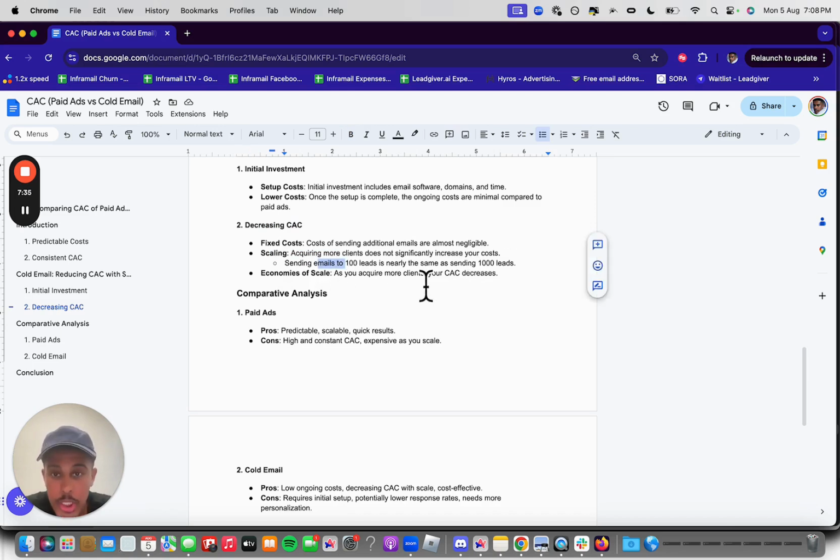Sending emails to 100 leads per day is nearly the same as sending to 1,000 leads per day, and nearly the same as sending to 10,000 leads per day, believe it or not, right? And the economies of scale: as you acquire more clients, your CAC decreases, which is pretty awesome. I mean, imagine that, right?